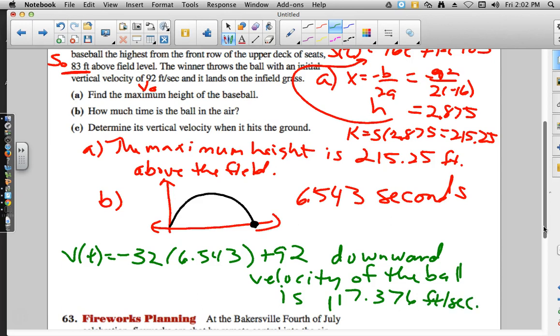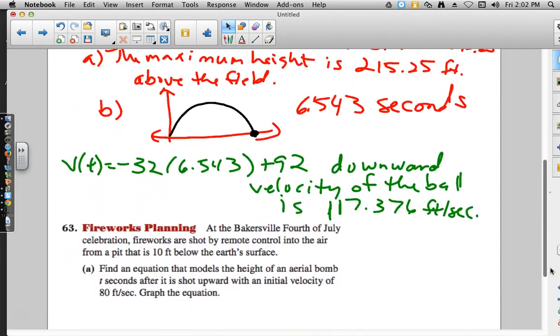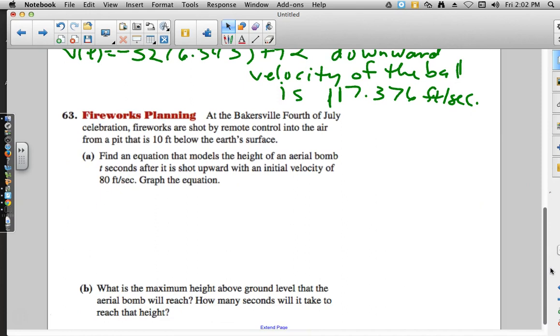Again, that's why we had to use the gravity of 32 feet per second. All right, same type of problem for number 63. At the Bakersville 4th of July celebration, fireworks are shot by remote control into the air from a pit that is s sub naught, 10 feet below the Earth's surface, and that's going to be a -10 because it's 10 feet below the Earth's surface.